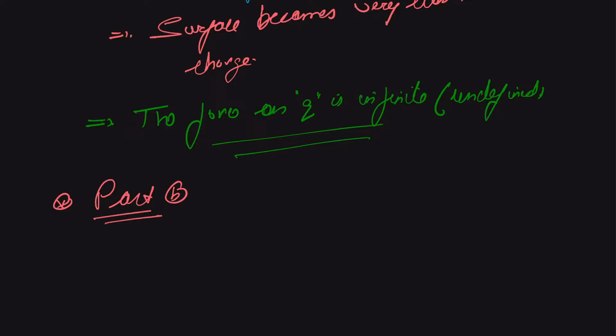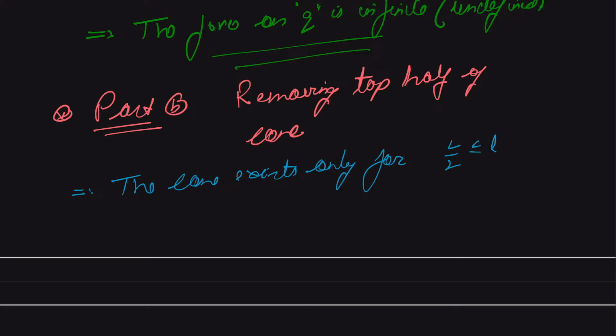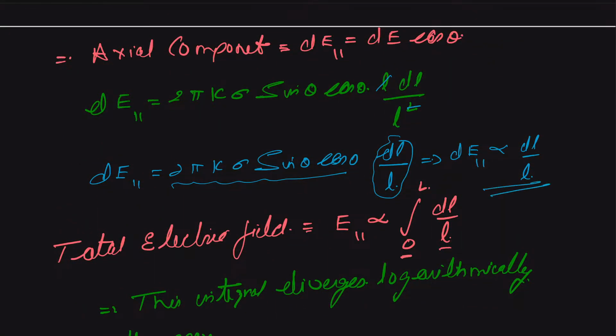So we come to part B, where it is given that the top half of the cone is removed. Removing the top half of the cone, you can say that the cone exists only for L by 2 less than or equal to l less than or equal to capital L. So we are going to use the same expression, but now the limit will be entirely different.